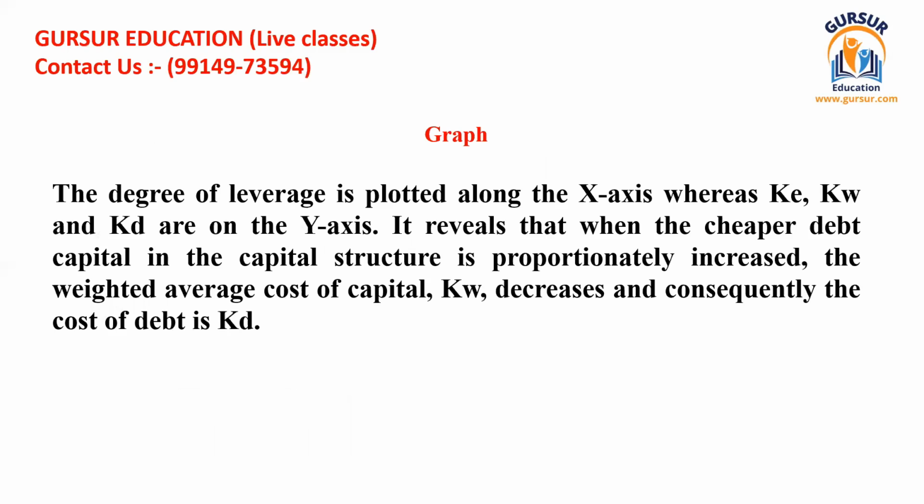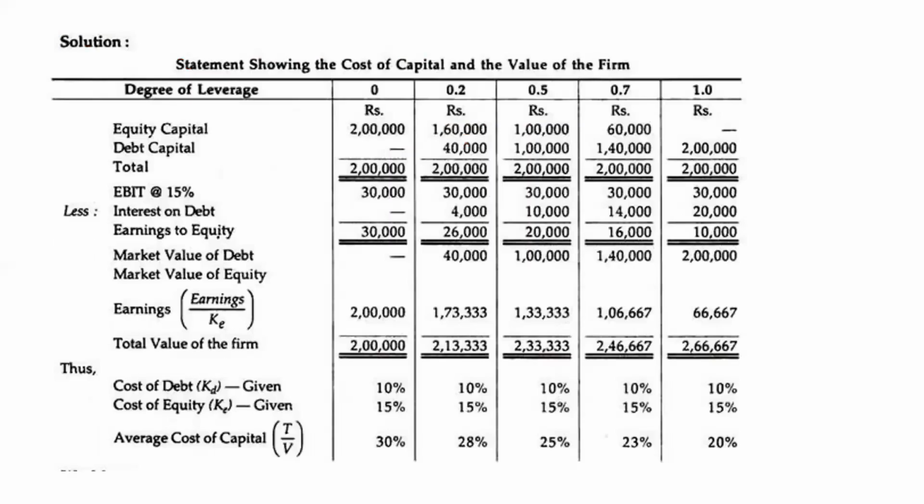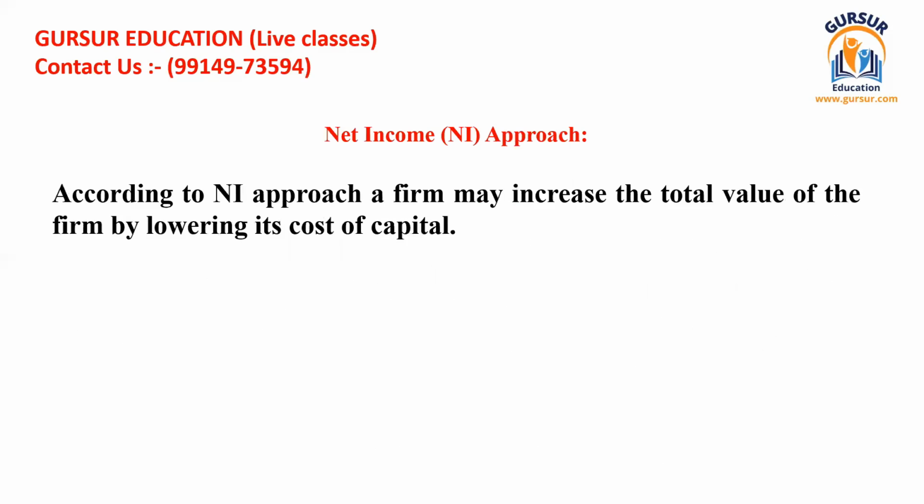Okay, so degree of leverage is plotted on the x-axis, and the different costs of capital are plotted on the y-axis. And in this way, you can make the relationship between these two. So I hope you have got the complete idea regarding what the net income approach teaches you. It just teaches you that as long as you are using debenture in your capital structure, you can increase the value of your firm and you can decrease the overall cost of capital. So this was the very first approach.